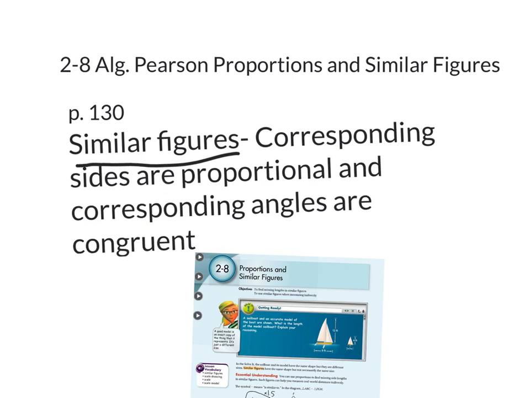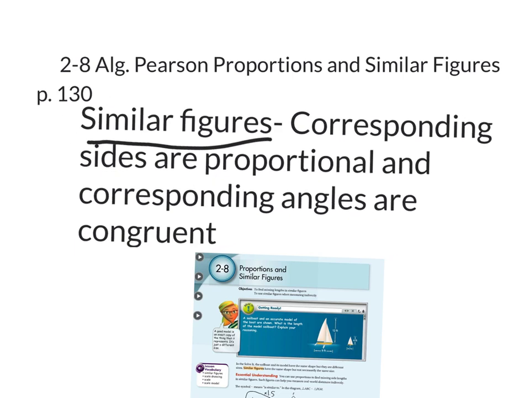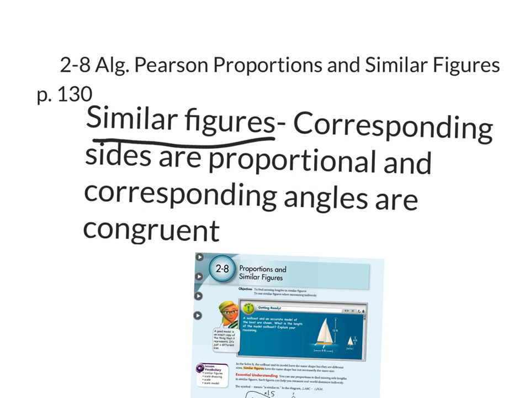In similar figures, corresponding sides are proportional and corresponding angles are congruent. So kind of like the sides that match up with each other, they have the same proportion or the same way of getting from one to another, like maybe one's 2 times as big as the other one. And then corresponding angles are congruent. So if the angles are in the same spots, they have the same angle measure. Like if one is 30 degrees, the one that matches up with it will also be 30 degrees.